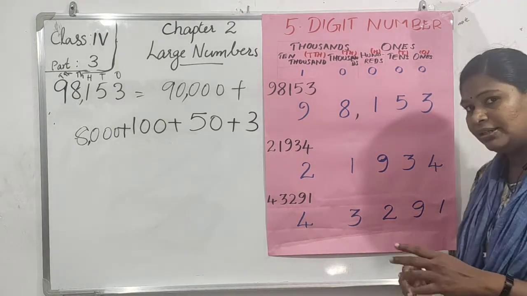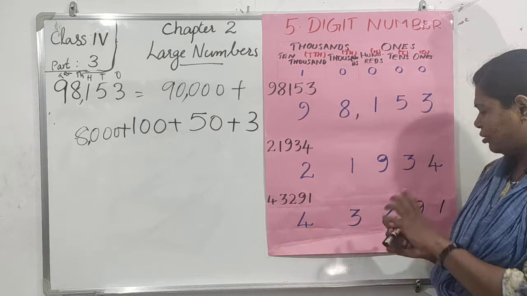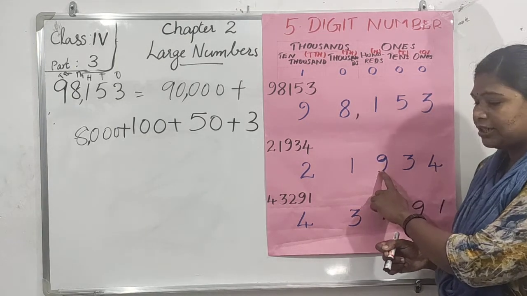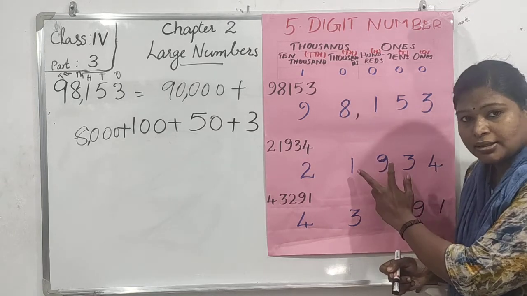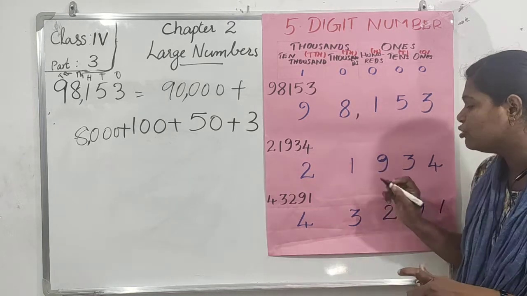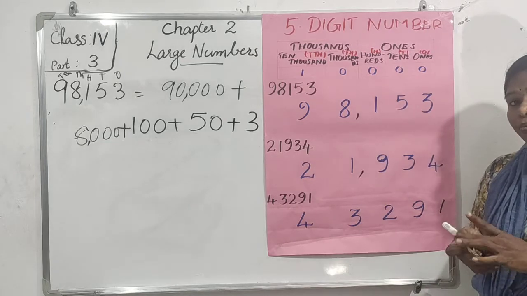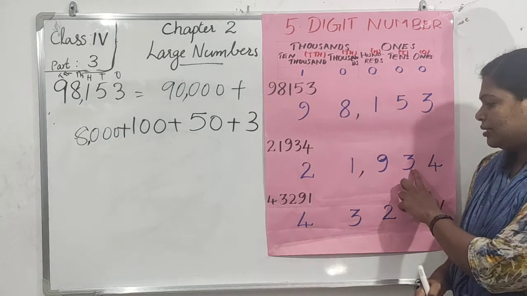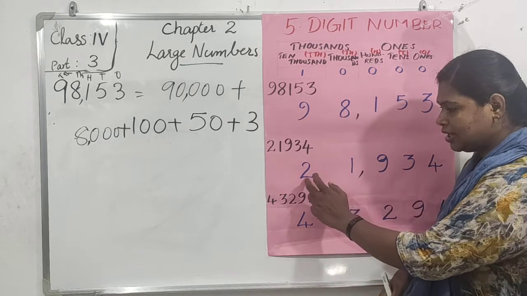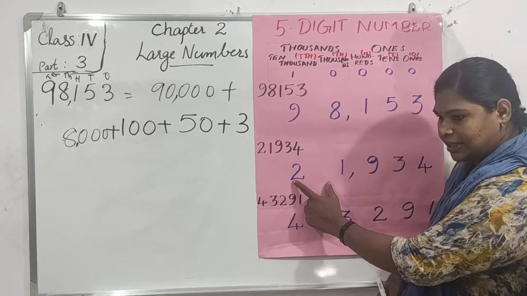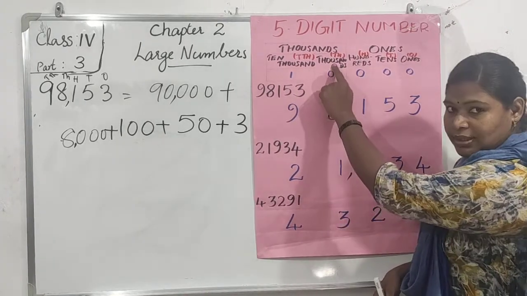Then how do we read? How can we read this number? 1's, 10's, 100, 1000. In between 100's and 1000, we have to put a comma. So 1's, 10's, 100's, 1000, 10,000. 21,000, clear?